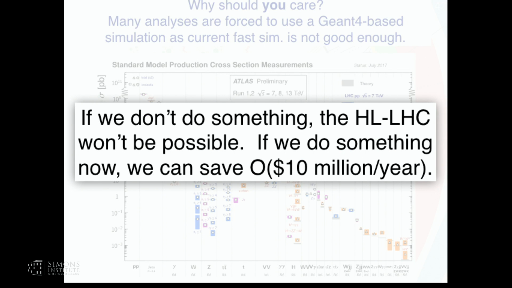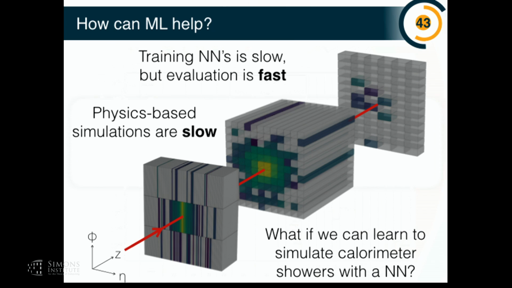Okay, so this is just my warning. If we don't do something, we basically won't be able to do data analysis at the upgraded LHC, and if we do something now, we can save a lot of money, which makes people happy. Okay, so how can machine learning help? Training neural networks is very slow. I think people here who have trained neural networks know they can take days to weeks to train a good network, especially a complicated one.